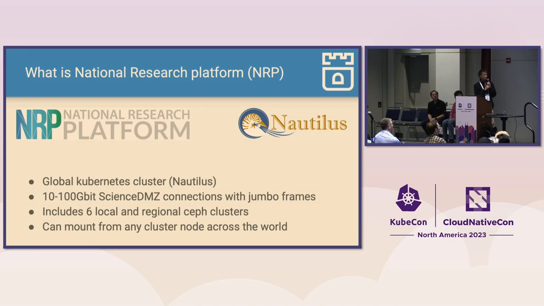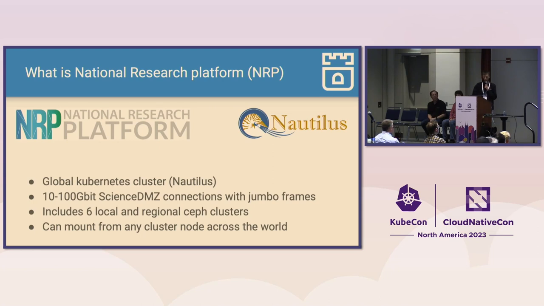Eventually, last year, the project evolved into the National Research Platform, so that's an NSF testbed for the national infrastructure for computations. And what it does is it allows different universities to attach their nodes to a single cluster. And also we provide all those resources for free to scientists who have research projects. That makes it a global Kubernetes cluster. As I said, we have nodes in the US, Europe, Asia, Africa is not covered yet. And all nodes are connected with 10 to 100 gigabit Science DMZ. So no firewalls, jumbo frames, very well connected, all monitored.